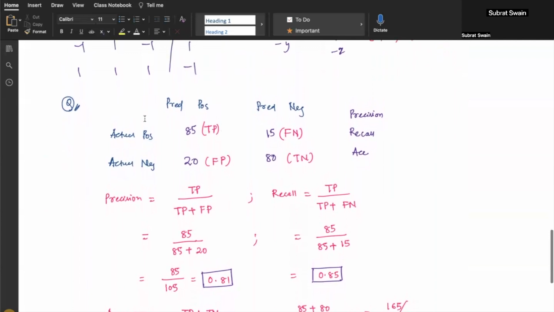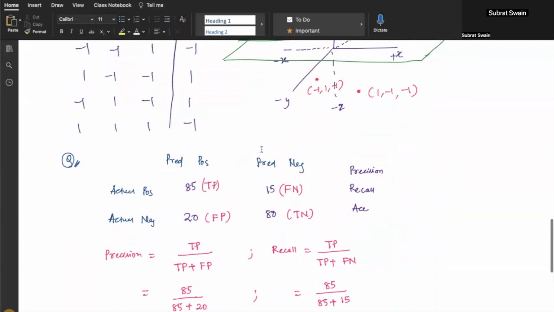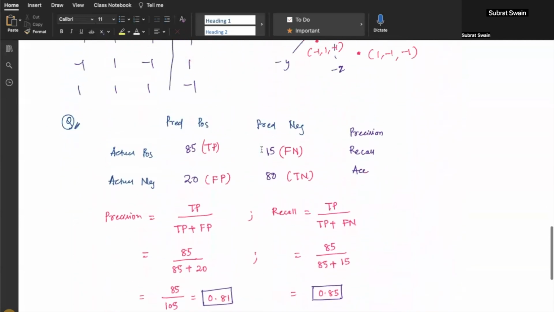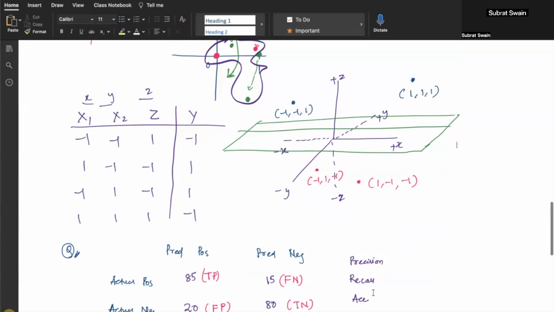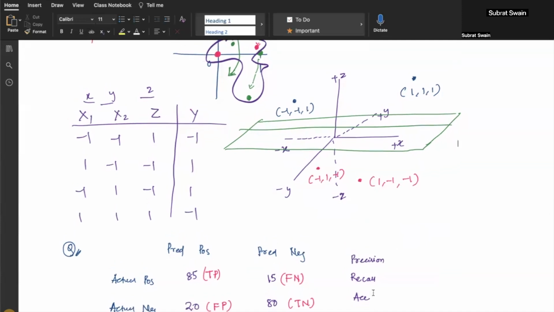Let's say there is this confusion matrix. I'm not going to show you the answer first. There is the actual positive and predicted positive, and the actual negative and predicted negative, and all these values are there. For simplicity, I have written all these things. This is called true positive, this is called true negative, this is called false positive, and this is called false negative. And this is the precision, recall, and accuracy. So you need to calculate the precision, recall, and accuracy.